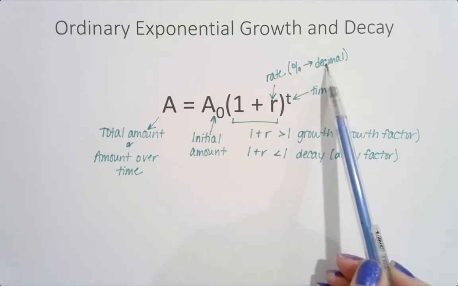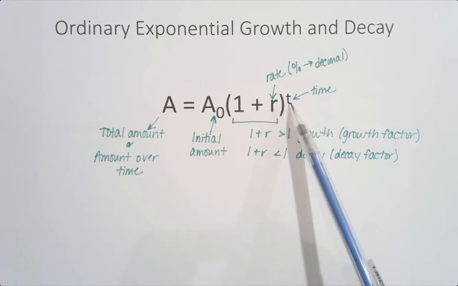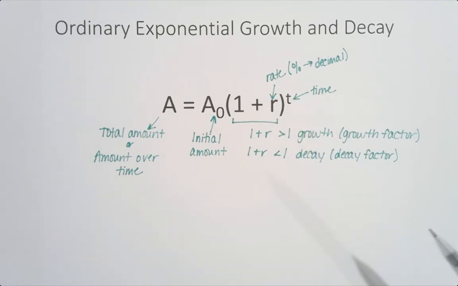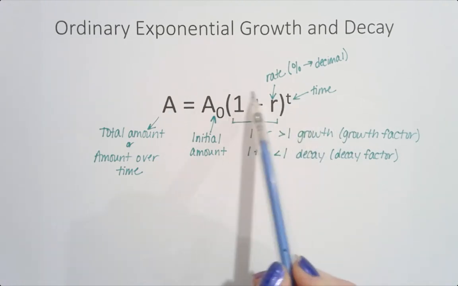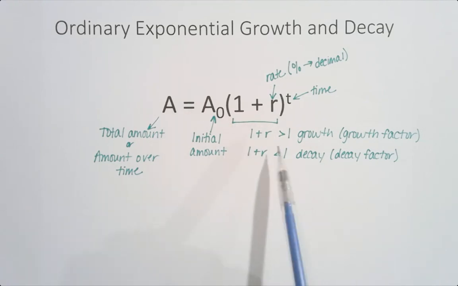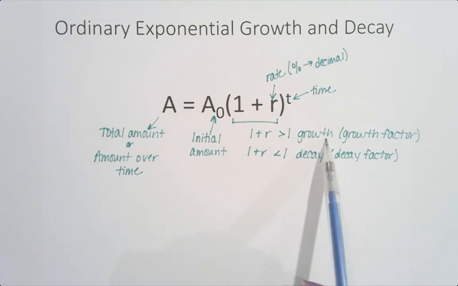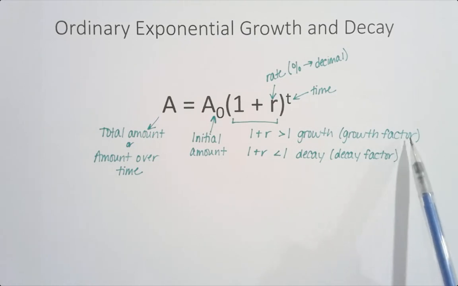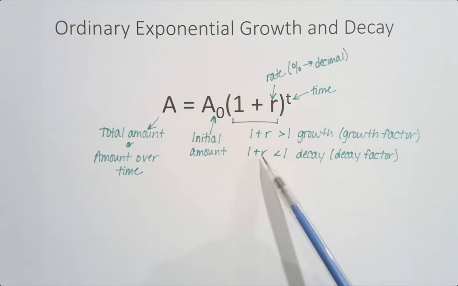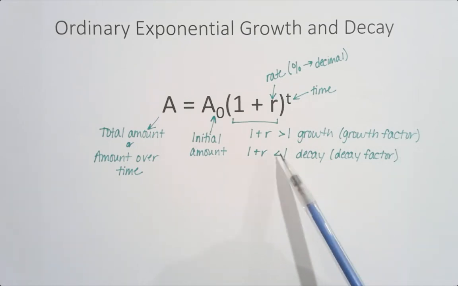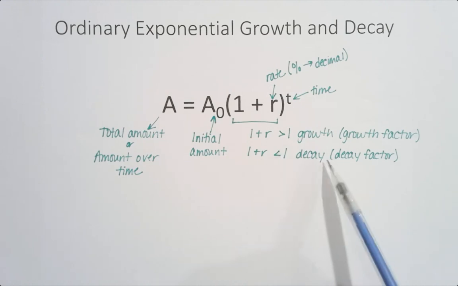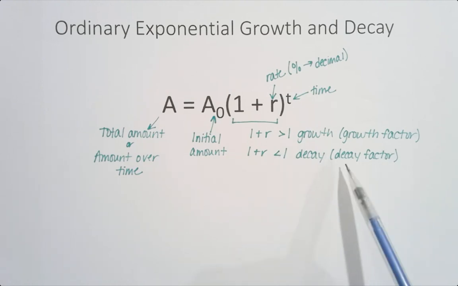You're going to need to turn it into a decimal before you plug it in. And T is going to represent some form of time. Now, this number here, whatever 1 plus your rate is, if that number comes out to be larger than 1, it's going to represent growth, exponential growth, and it's going to be considered your growth factor. If when you add those two numbers together, you get a number that is less than 1, you're going to be looking at some exponential decay, and this will be referred to as your decay factor.